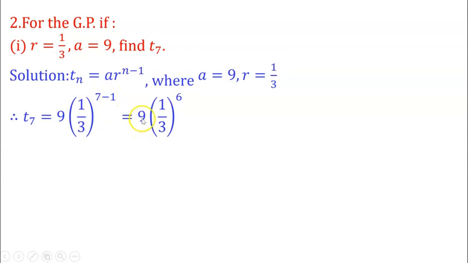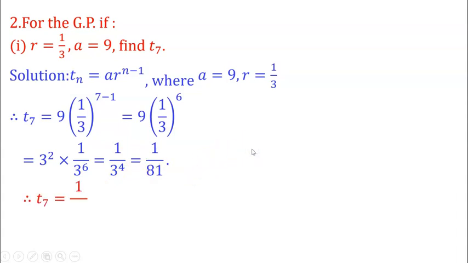And that's equal to 9 into 1 by 3 bracket to the power 6. And here 9 means what? 3 raised to 2 into 1 upon 3 raised to 6. And then after simplification, you will get here 1 upon 3 raised to 4. And that is equal to 1 upon 81. Therefore, T7 is equal to 1 upon 81.